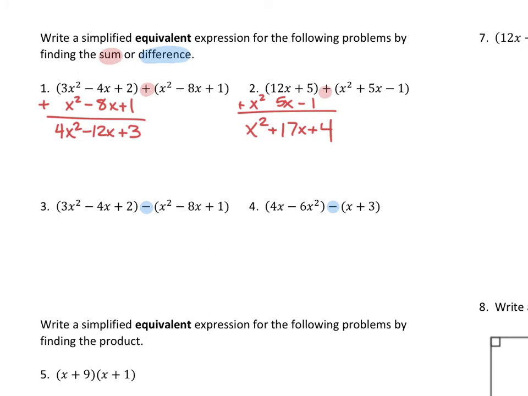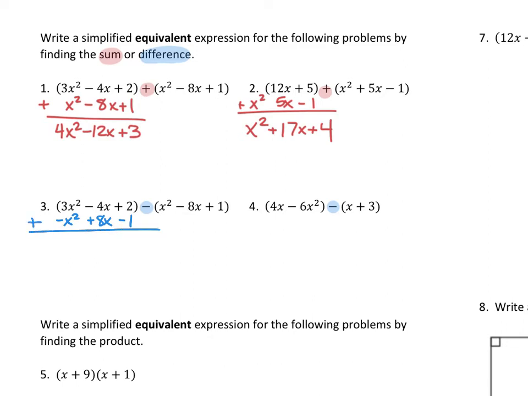Now remember, when we're doing the difference, that's adding the opposite, because subtracting is just adding the opposite. So I'm going to line up all of my like terms, but I'm going to line them up and make them be the opposite. The opposite of x squared is negative x squared. The opposite of negative 8x is positive 8x. And the opposite of positive 1 is negative 1.